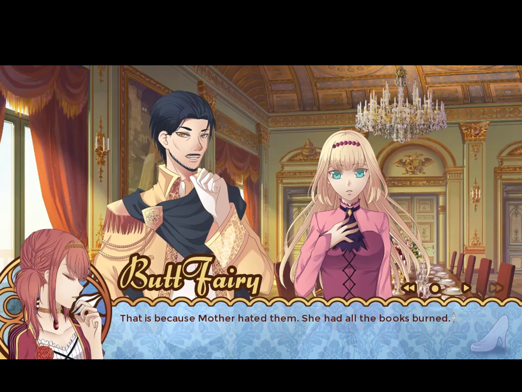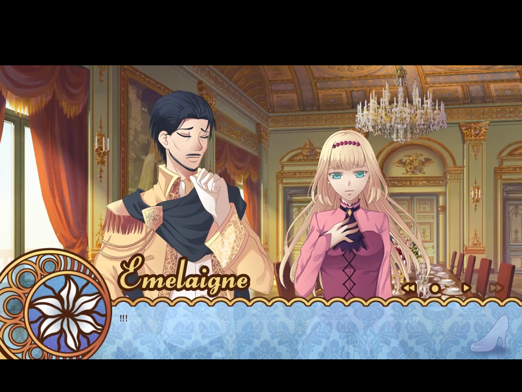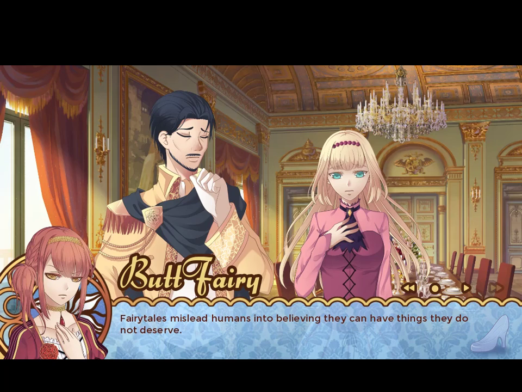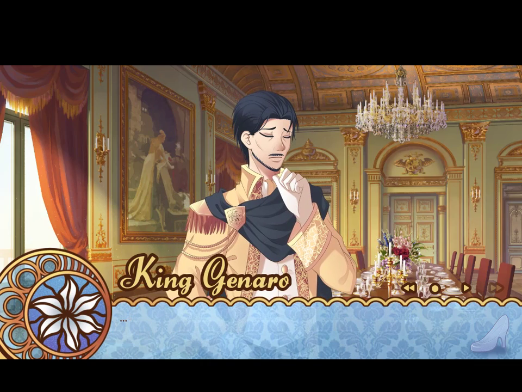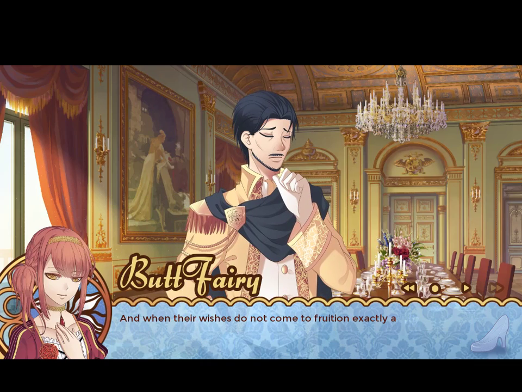That is because Mother hated them. She had all the books burned. But why? They're such charming stories. Fairy tales misled humans into believing they can have things they do not deserve. Fame, riches, love, happily ever afters. When the wishes do not come to fruition exactly as they want them to, the humans blame the witches for granting them in the first place.